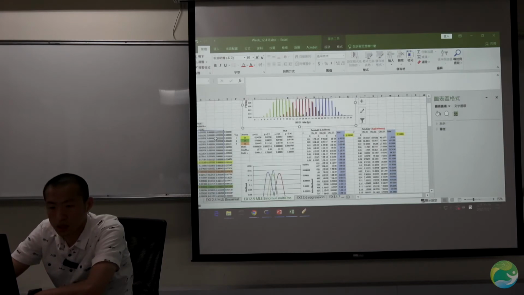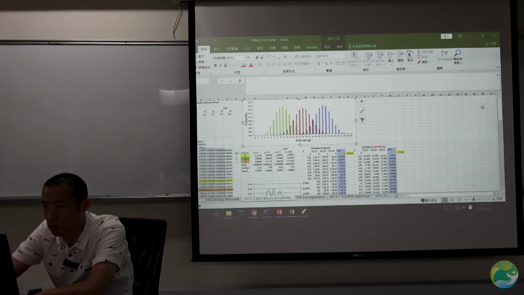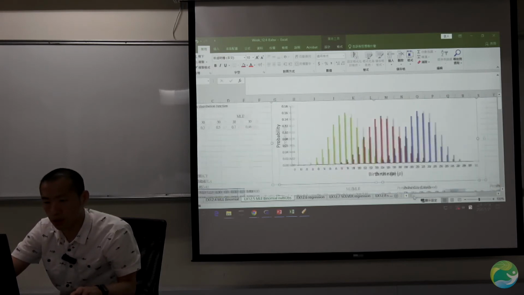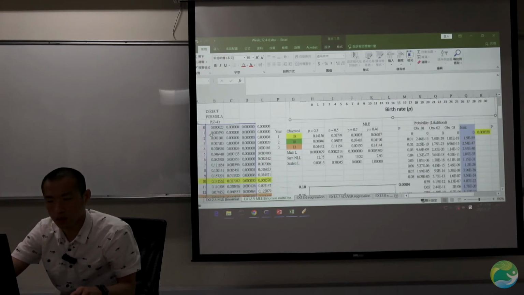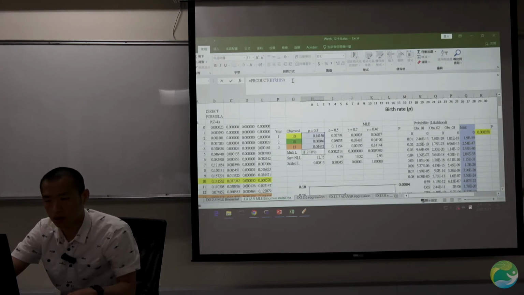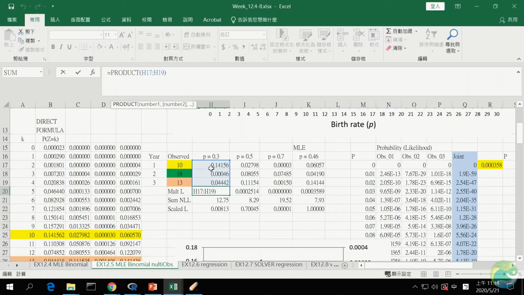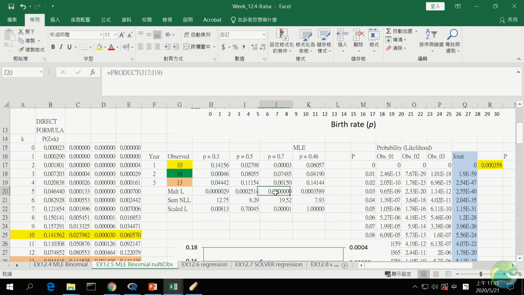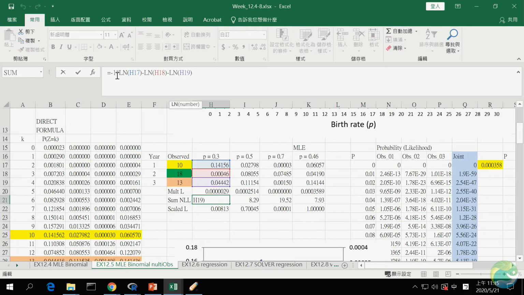So this is the example. We have the data here, and then the corresponding probability. We can calculate the total likelihood, just do the product. This product means these 3 numbers multiplied together. And then we can have the negative log likelihood.